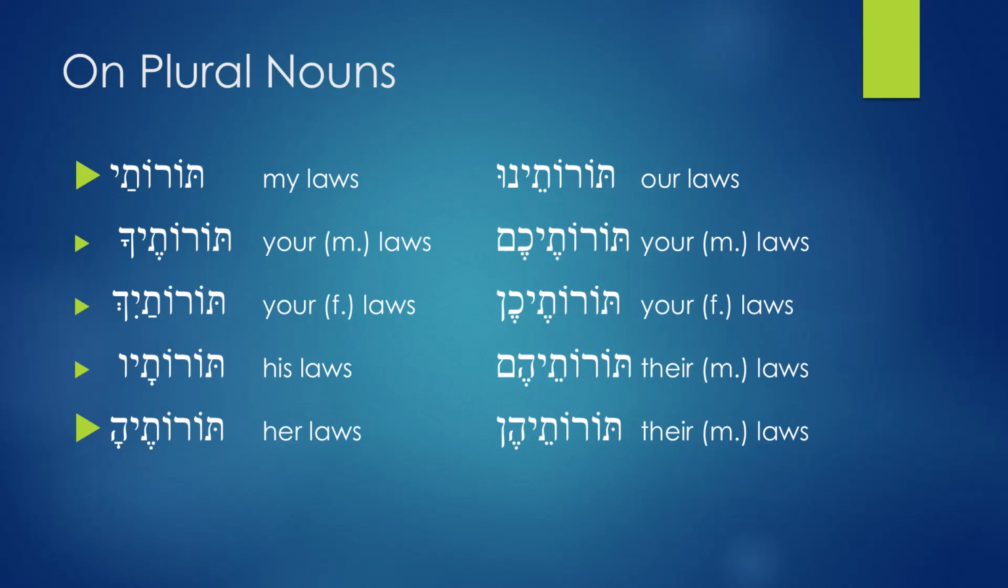So let's go through. Torotai, torotecha, torotaich, torotau, toroteha, torotenu, torotechem, and toroteken. The last ones we have torotehem and torotehen. So this is how you add type 2 suffixes to nouns. Language learning is about practicing. The more you practice to read the Hebrew Bible, the more you practice to write these things, the more you know them. So practice, practice, practice.